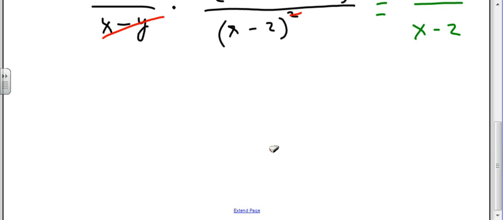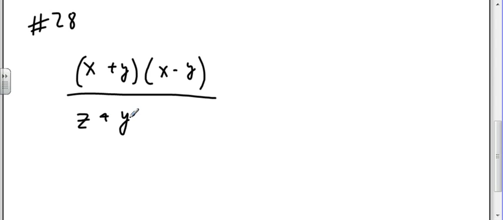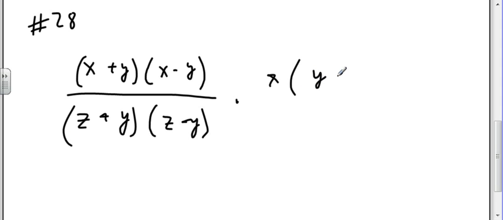I'm going to do 28 next. Yeah, I'll write it x plus y, x minus y, divided by z plus y, z minus y, times x times y minus z. That's inconvenient. And then I've got y minus x.